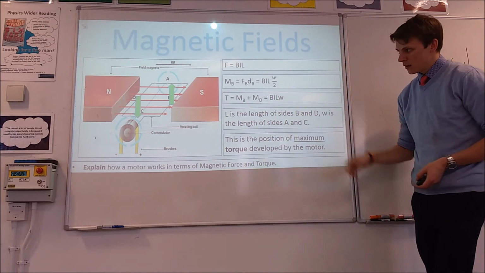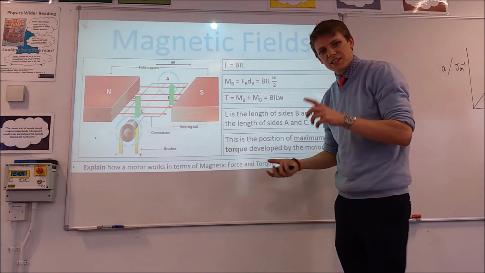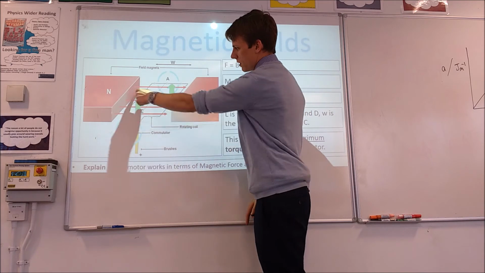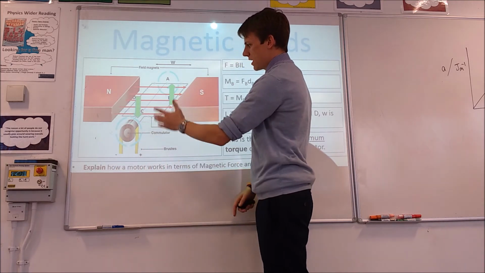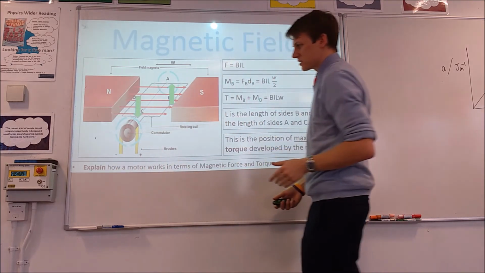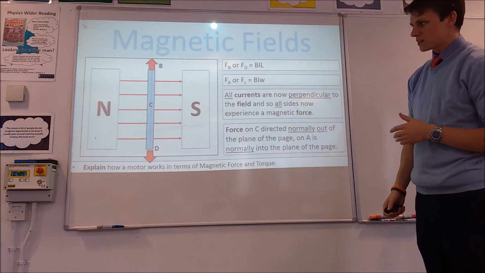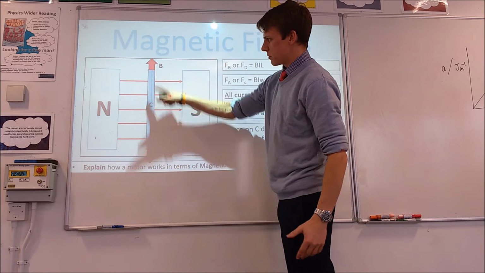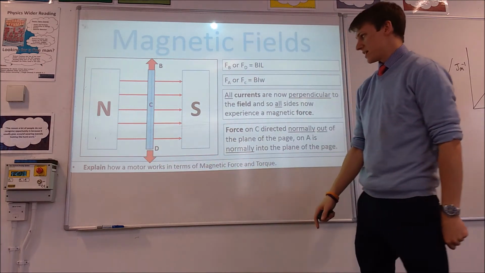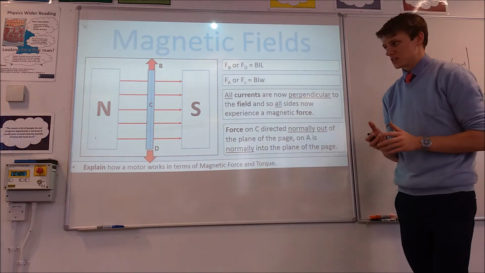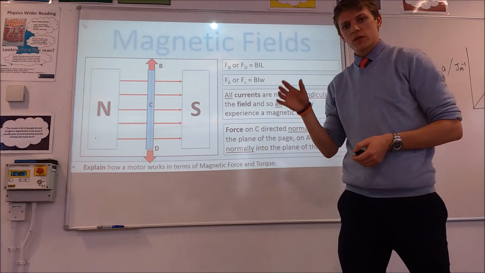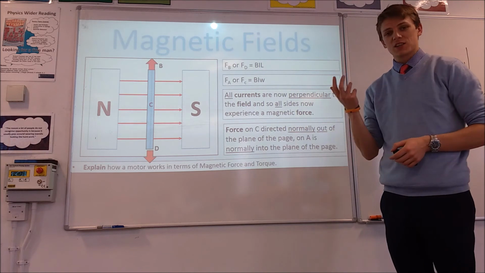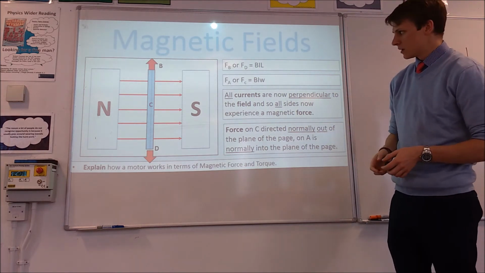So the torque is going to vary as it rotates around, but this is the position of maximum torque we can get. If we rotate this around, so if we let it rotate 90 degrees, we can see that B is now going to come up to the top, D is going to go down, and then we're going to be looking essentially at side C over here. So that's what we've got in this diagram. We've rotated it around, so B's at the top, D's at the bottom, and we're looking at side C. So the first thing to notice now is all of the currents are now perpendicular to the field. So all sides here will experience a force.